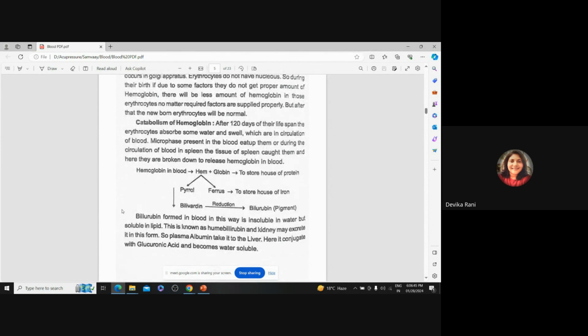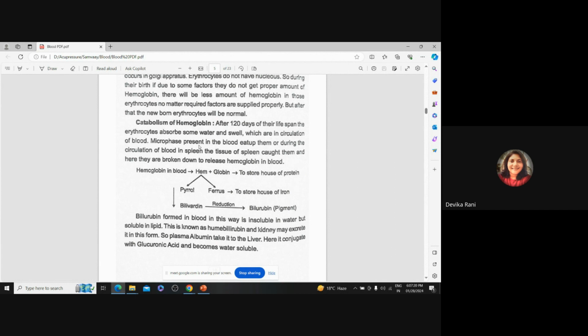Now, erythrocytes have a lifespan of 120 days. So obviously, the catabolism, or the breaking down of hemoglobin, has to start because their lifespan is over. So what happens then? The erythrocytes absorb some water and swell. The phages, basically the macrophages present in blood, are cells which ingest another particle and digest it.